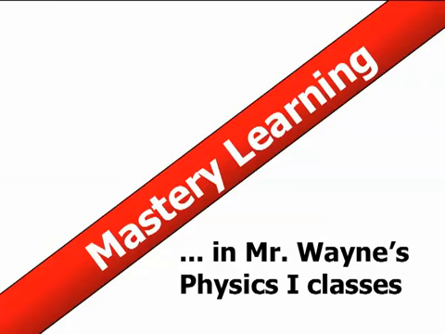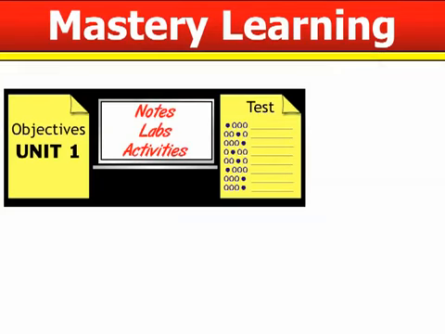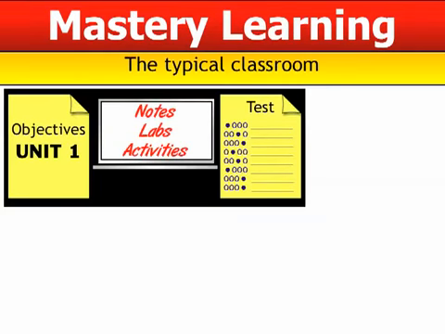This is a short video showing you how I'd use Mastery Learning in my classroom. Let's first look at the typical classroom. It starts with a set of objectives, what we call Unit 1. During the time in class, time is spent with notes, labs, activities, and then at the end of the objectives, or the end of the unit, the student will take a test.